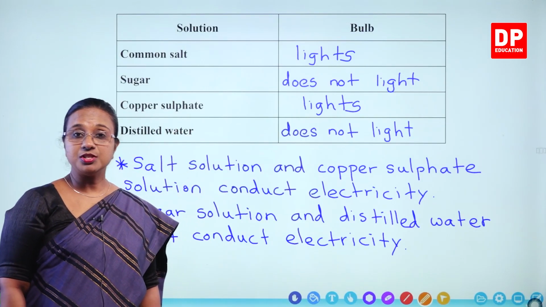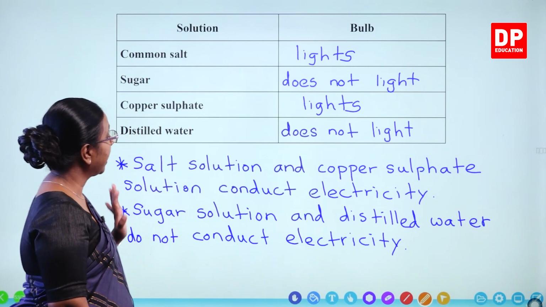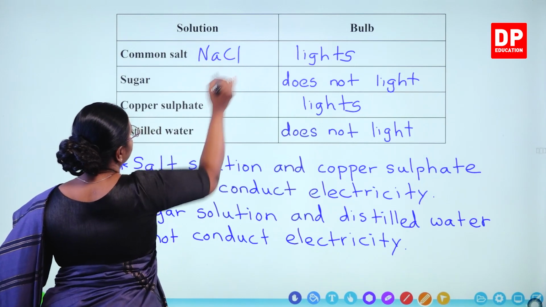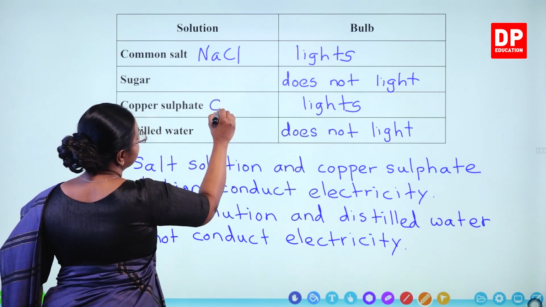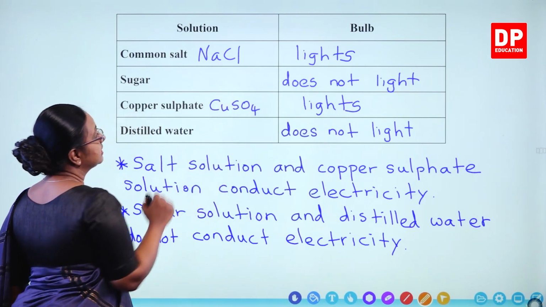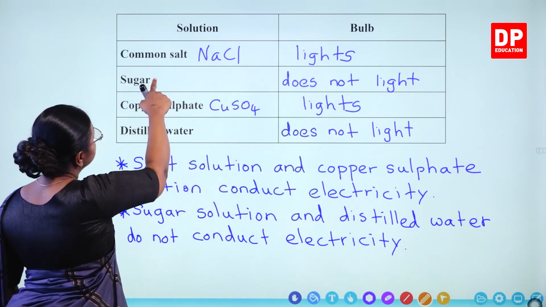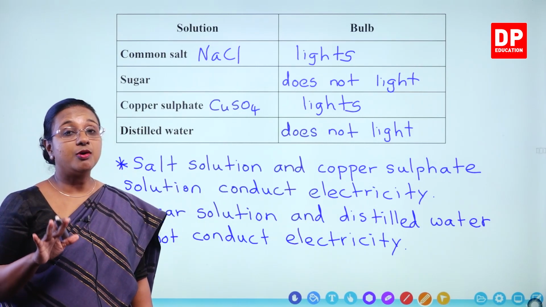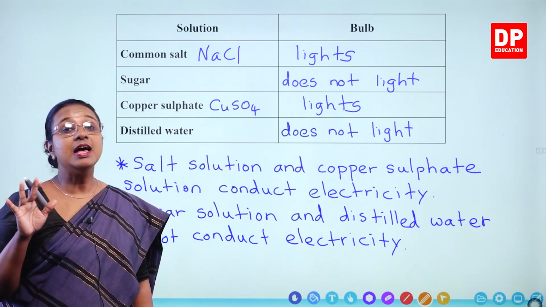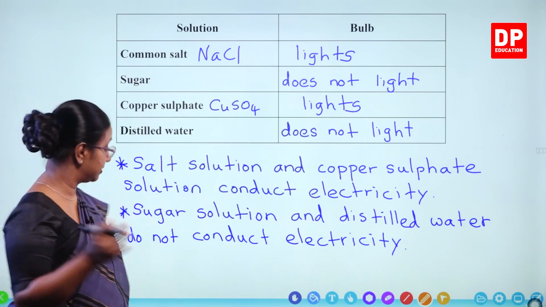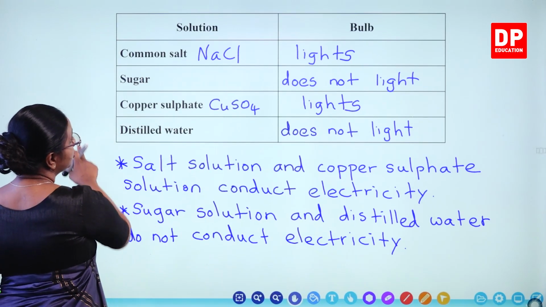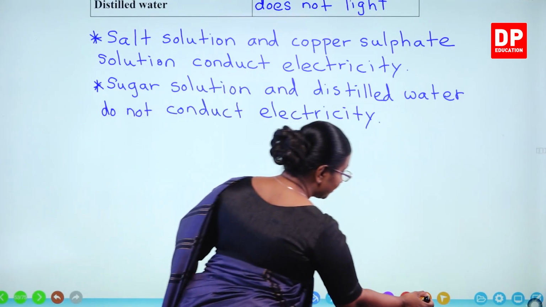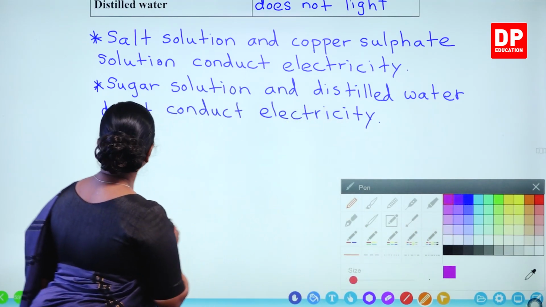So, is that clear to you all, students? From that, what can you conclude? You know that common salt is sodium chloride. We have already written the chemical formula. Copper sulfate, CuSO4. Both these are ionic compounds. And sugar and distilled water, they are covalent compounds. So, ionic compounds conduct electricity in their aqueous state or the solution state, whereas covalent compounds do not conduct electricity in their solution state. That is what we can conclude from this activity.